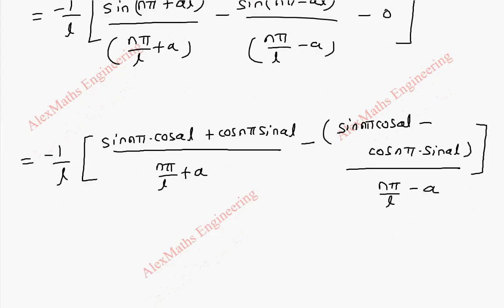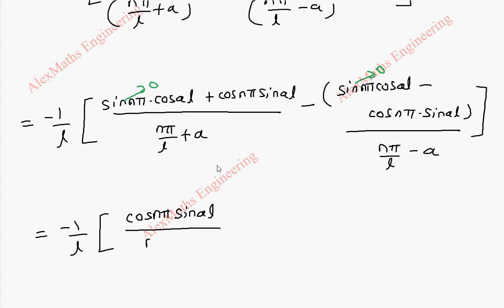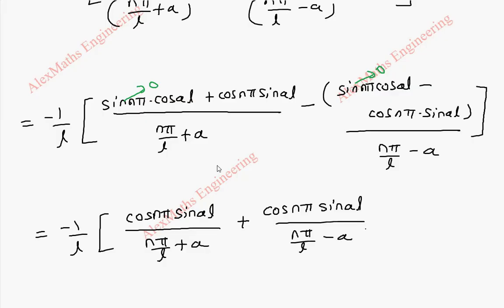Now sin n pi is 0. So this term is completely 0, and even this term is completely 0. We have minus 1 by L into cos n pi into sin al divided by n pi by L plus a, minus, or minus minus becomes plus. So plus cos n pi into sin al divided by n pi by L minus a.